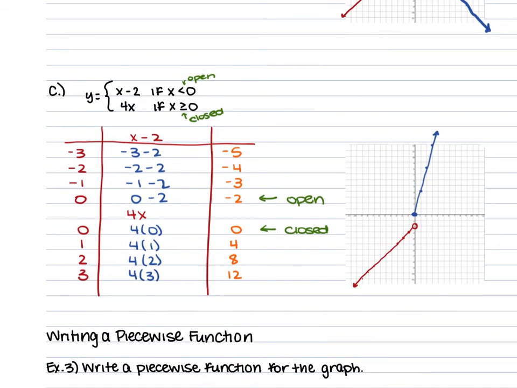Do I have one line that stops at a specific point and another line that picks up right at that same x value? One of these lines has to have a closed circle. One of them has a closed circle. That is true for both, so we're good.